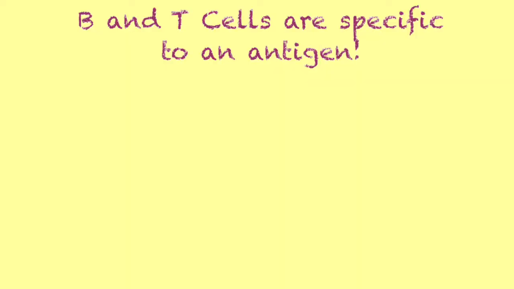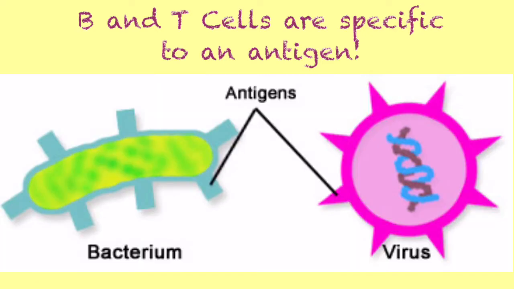Each B and T cell displays specificity for one particular antigen or epitope, meaning they can only recognize, bind, and act on one specific type of antigen. Antigens are the proteins found on the surface of the pathogens. An epitope is a part of an antigen that is recognized by the immune system.